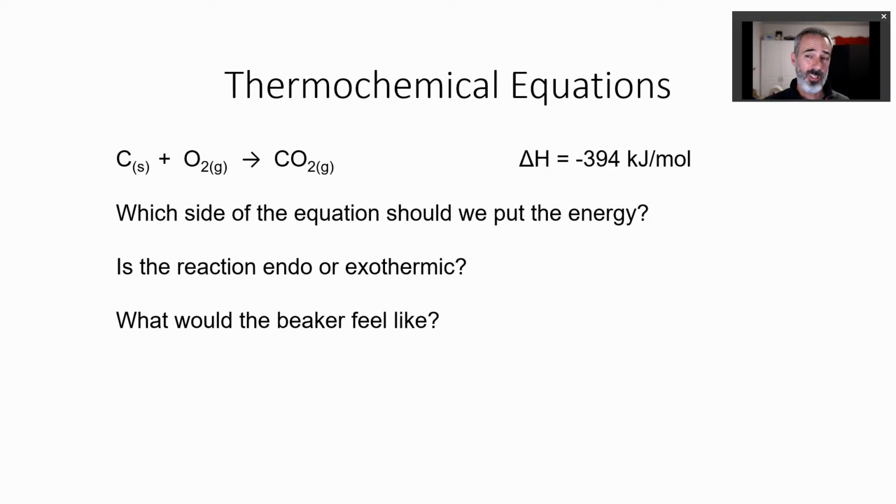So what I want you to do, I'm going to leave it as an open-ended question here. Based on what you see on the screen, which side of the equation should we put the energy on, the left or the right? Is the reaction endo or exothermic? And what would the beaker feel like? Well, being that it's exothermic, because of the negative sign, we know it's going to be giving off heat energy. If it's giving off heat energy, that means we have to put our 394 kilojoules on this side, because it's giving off energy. And what would the beaker feel like? Definitely warm.